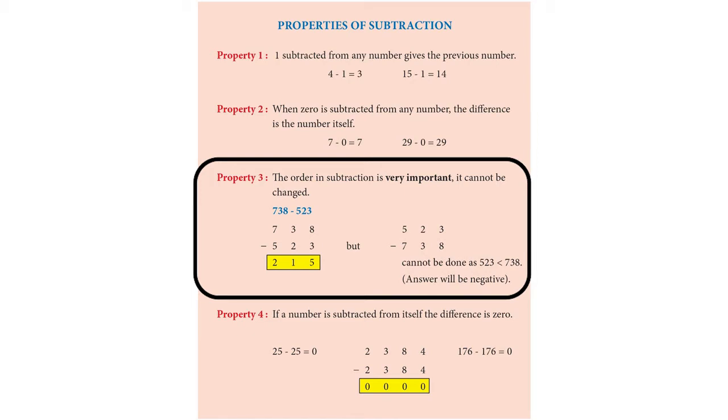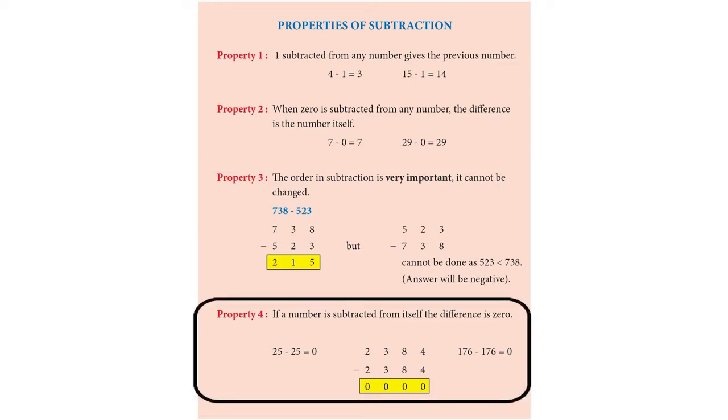For example, 738 minus 523, which is given here. You cannot do 523 minus 738. You won't get it. That is wrong, right? So you will get a negative answer. So always remember, there is only one way of doing the subtraction. Always the bigger number should be on top. That should be the minuend, and the smaller number should be the subtrahend. Never forget that, okay? Always the bigger number should be the minuend and the smaller number should be the subtrahend.